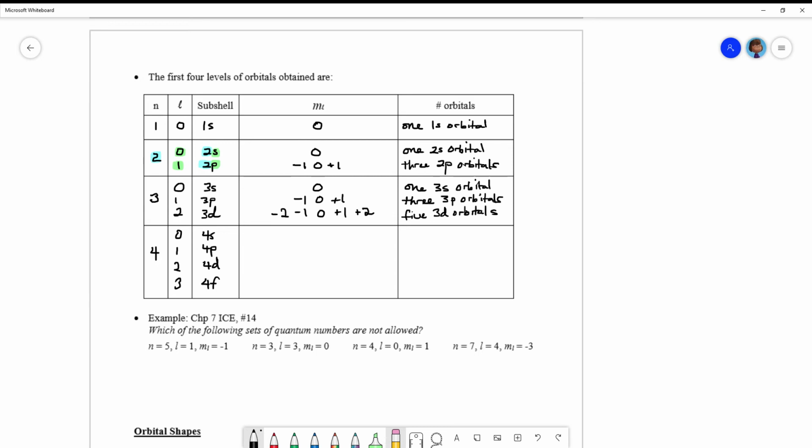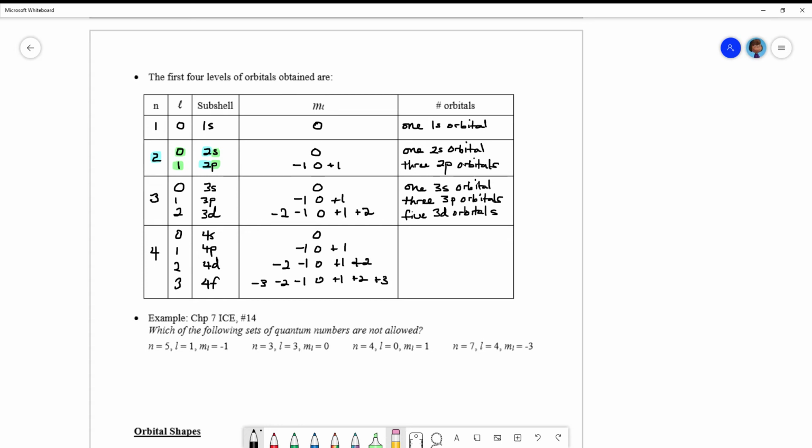When L is equal to 0, m sub L is equal to 0. When L is equal to 1, we get values for m sub L of -1, 0, +1. When L is equal to 2, our m sub L values are -2, -1, 0, +1, and +2. And now, when L is equal to 3, our values are -3, -2, -1, 0, +1, +2, and +3.